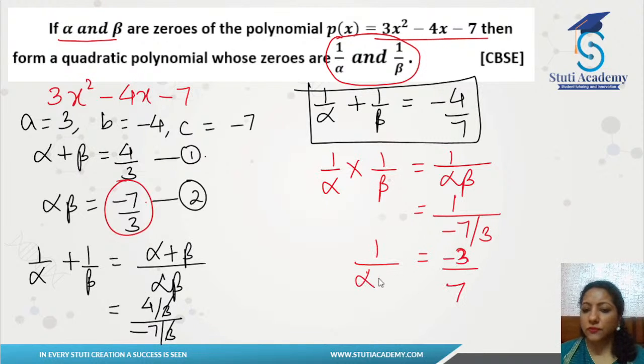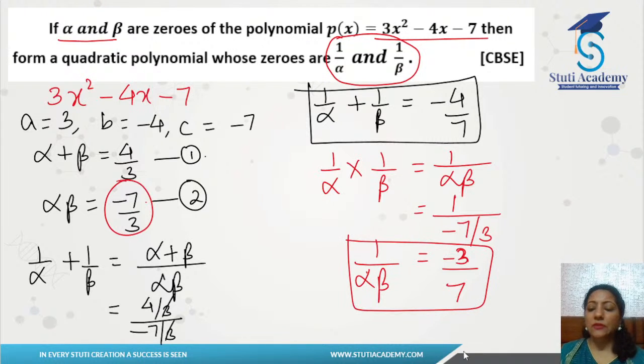That's how I've got the product of roots. Now I have the product of roots. I have the sum of the roots. I can find the required polynomial. So I will get here x square minus 4 by 7x minus 3 by 7 is equal to 0.